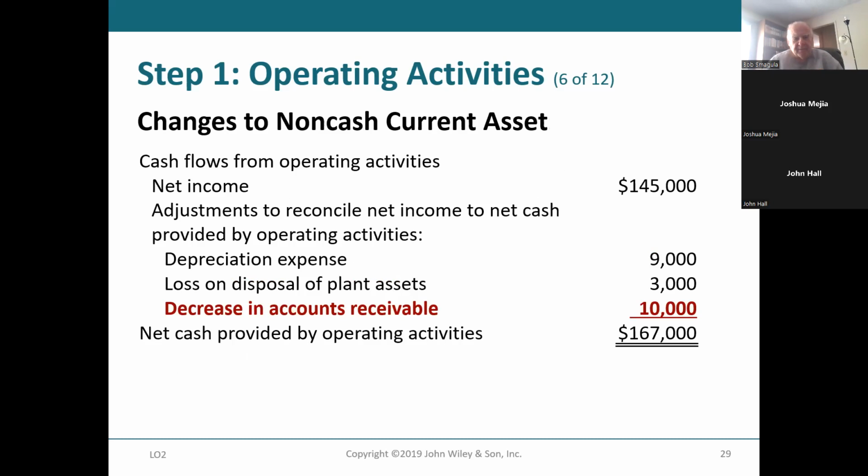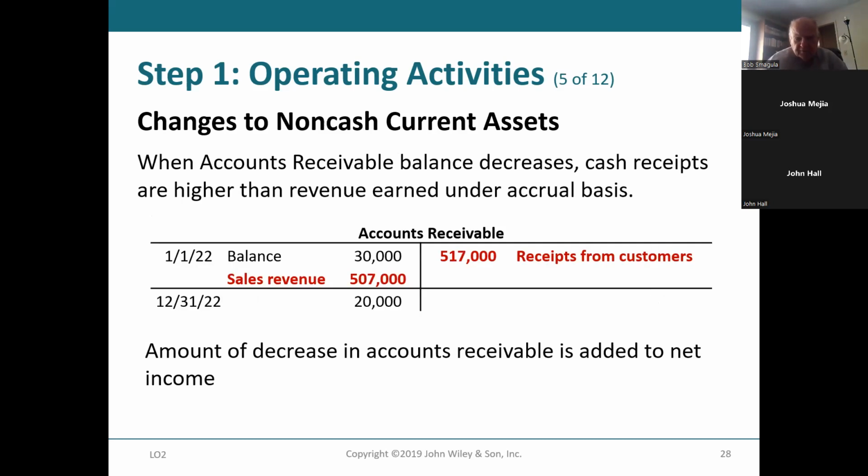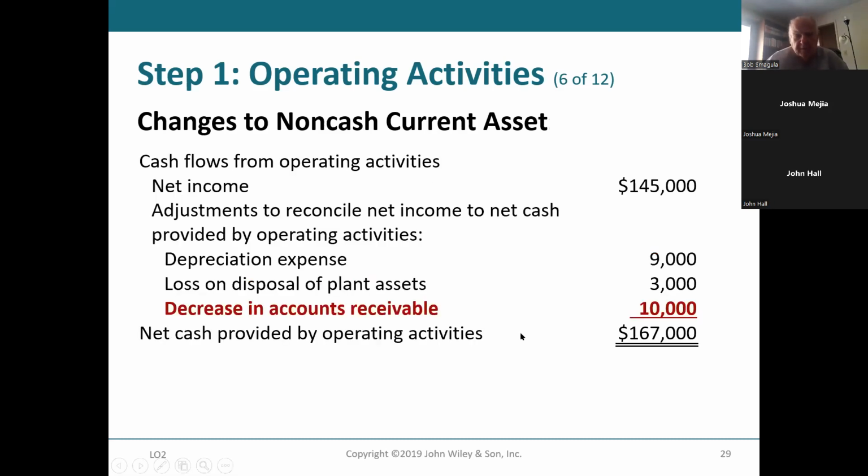So let's see here. We've got 145,000, and we went over that depreciation expense and the loss on the sale of the plant asset. Accounts receivable went down by $10,000. I love how these examples sometimes have these terrible mistakes. Here they're showing 20,000. Oh no, it did go down by 10. My bad. Forgive me, Wally. I spoke too soon. Net income 145, depreciation expense 9, the loss, and there you go. The decrease is 10. So that takes our operating cash flow to 167.